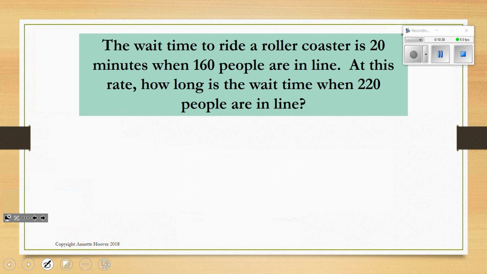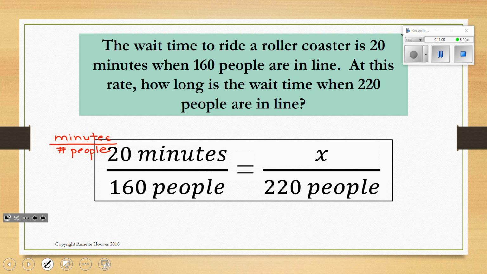Let's just do one more. The wait time to ride a roller coaster is 20 minutes when 160 people are in line. At this rate, how long is the wait time when 220 people are in line? So what we have here is we have minutes and we have the number of people. So when we set up our ratios, we want to put minutes on top and the number of people on the bottom. So first it tells us that there are 20 minutes and 160 people.